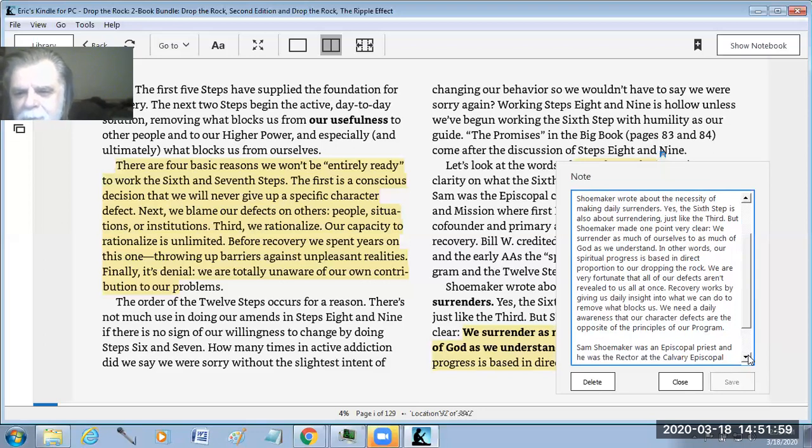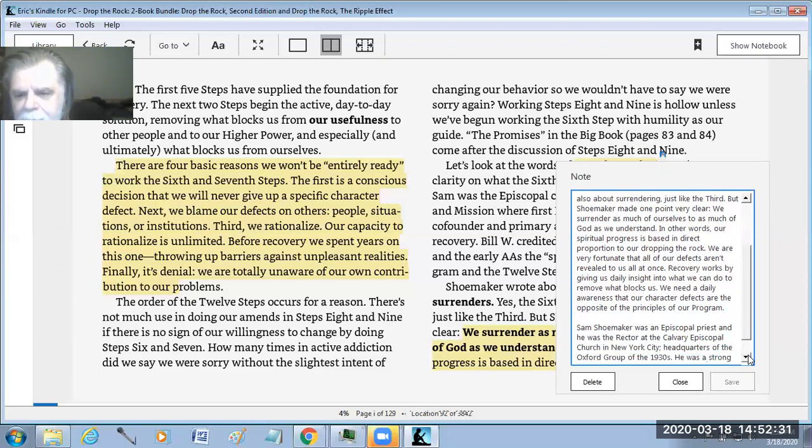We surrender as much of ourselves, therefore, to as much of God as we understand. In other words, our spiritual progress is in direct proportion to our dropping the rock. We are very fortunate that all our defects aren't revealed to us at once, and recovery works by giving us daily insight into what we can do to remove those blocks. We need a daily awareness, without interruption, of projecting our fears and worries and past and ruminating and festering. We need a daily awareness of our character defects, that they're the opposite of the principles of our program.